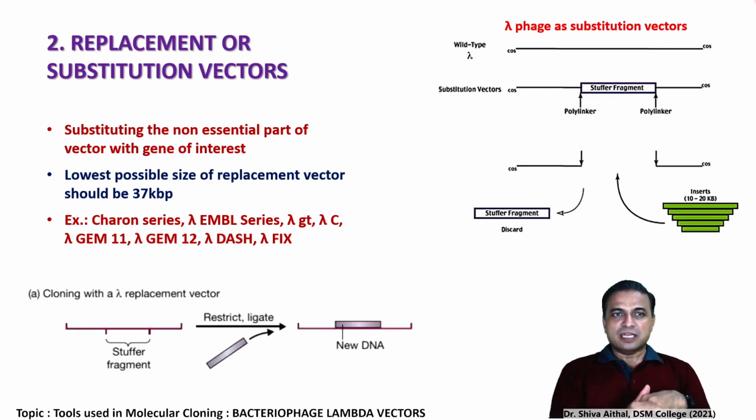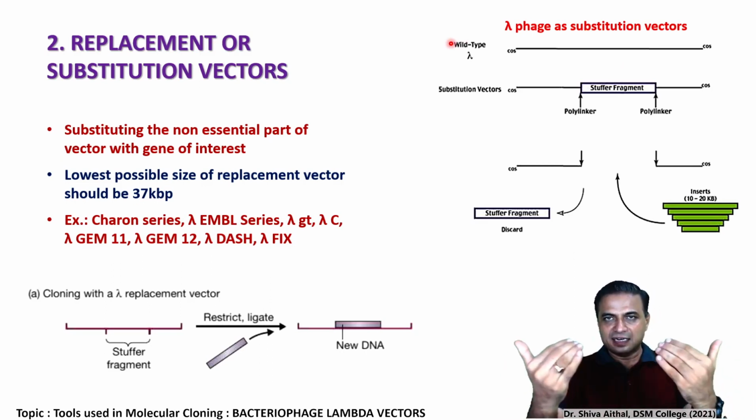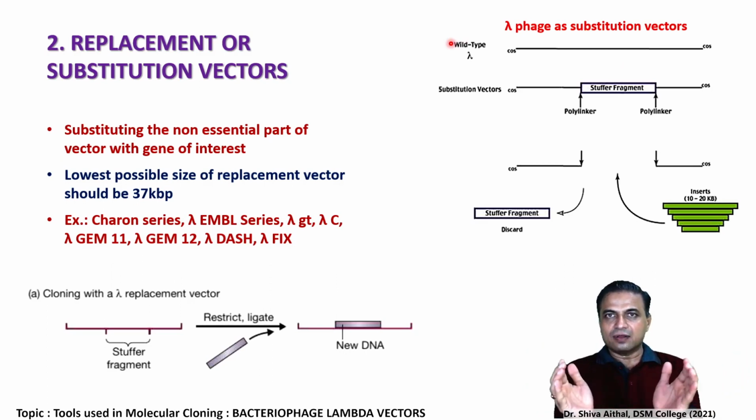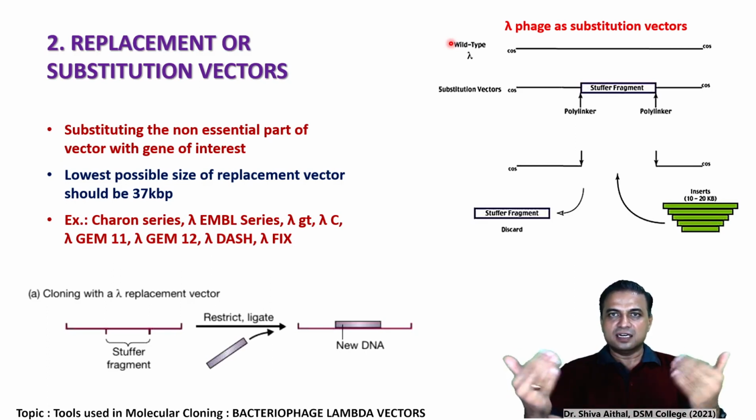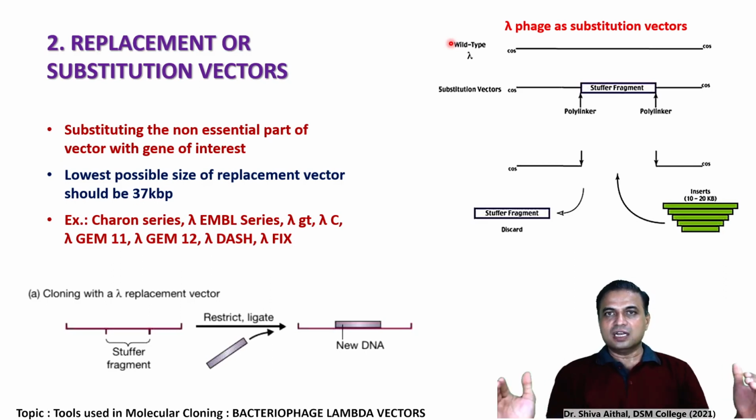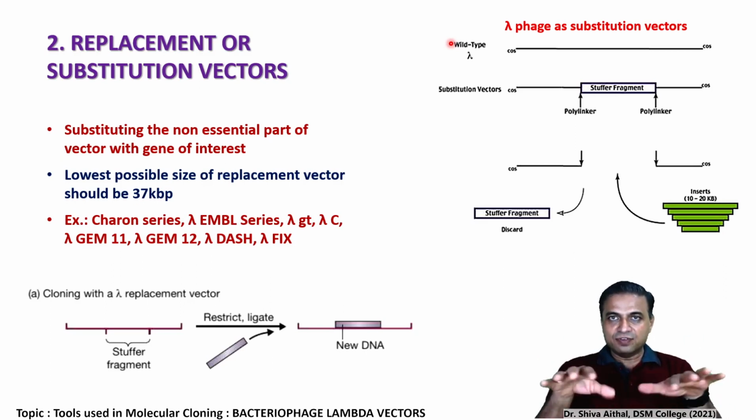The next is replacement or substitution vectors. Substitution vectors substitute the non-essential part of the vector with the gene of interest. As you can see, there was insertion, and here there is substitution. A complete region is replaced. Rather than shortening the DNA on the basis of size and inserting considering the size, you just cut the DNA and replace. So the original genomic size in kilobases of the lambda phage is retained with the gene of interest.